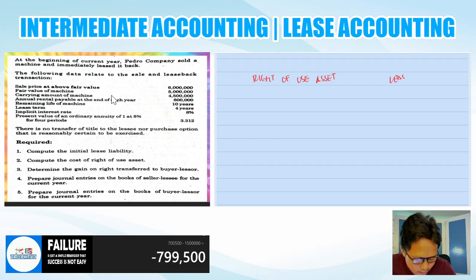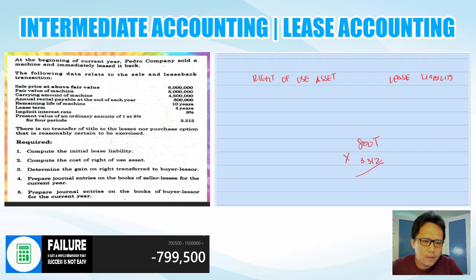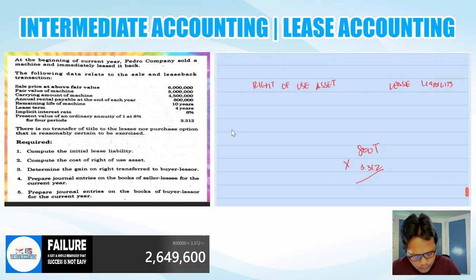and your lease liability. So, your lease liability, no other factor. So, annual rental of 800,000 times 3.312. That is 2,649,600. This is your original, no?